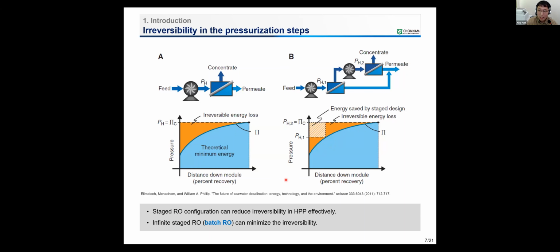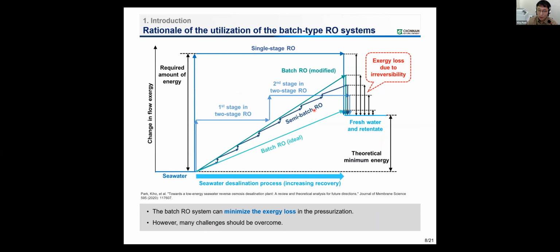We can think about further configurations by increasing the number of stages of the split pressurization step, and theoretically, an infinite-staged RO configuration is regarded as a batch RO configuration. So the batch RO configuration can be said to be the ideal configuration for minimizing irreversibility. This is the rationale for utilizing batch type RO configurations. And definitely this is the theoretical minimum energy consumption.